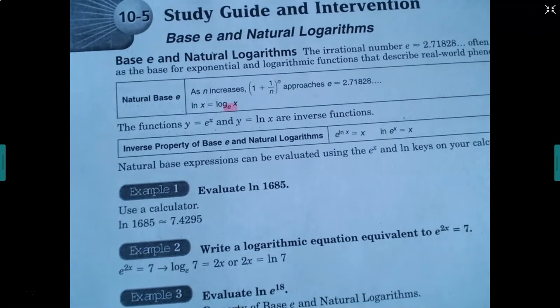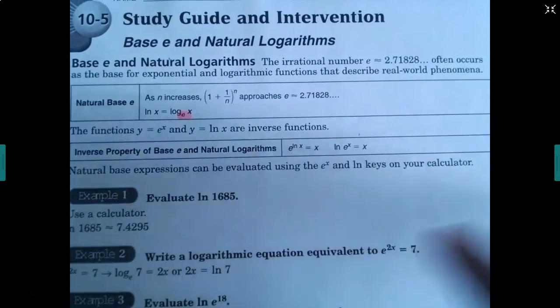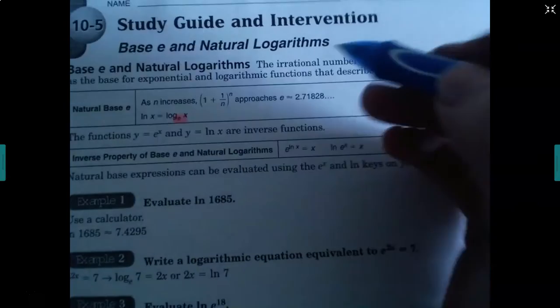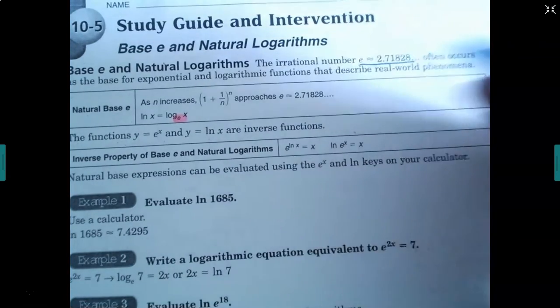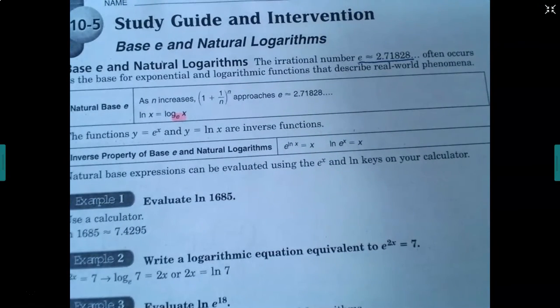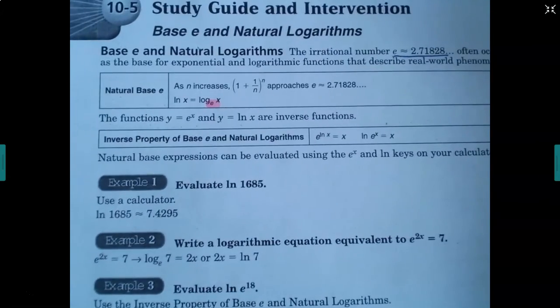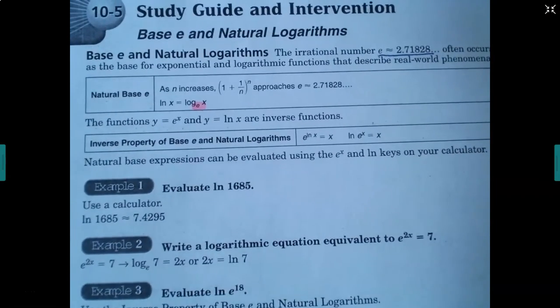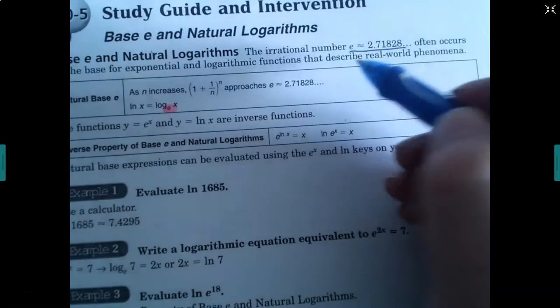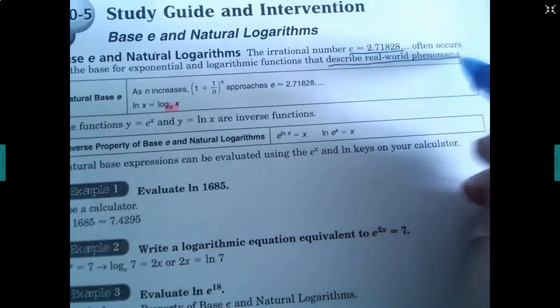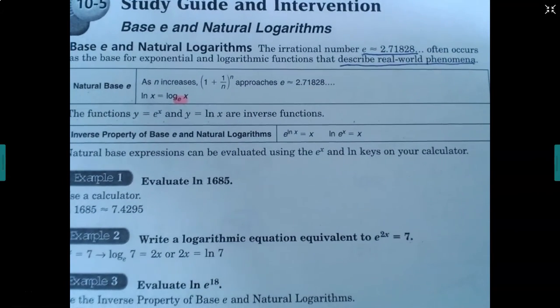These are natural logs, base e. e is an irrational number. It tells us what it equals right here, 2.71828, blah, blah, blah. Since it's irrational, it continues on forever and ever. And they usually use it, like it says here, to describe real-world phenomena. Okay?